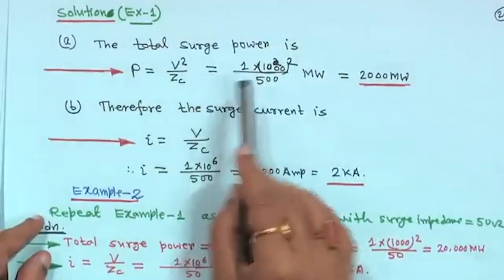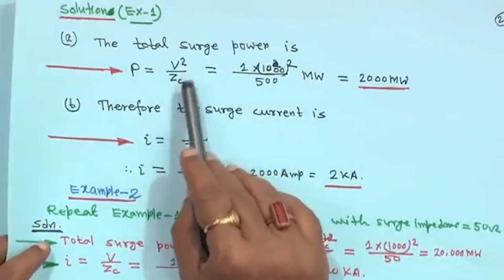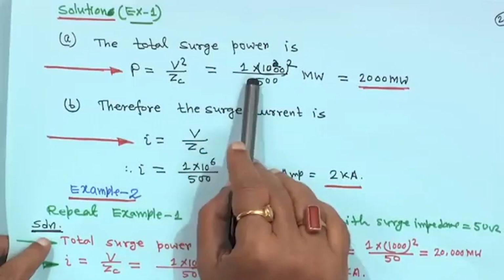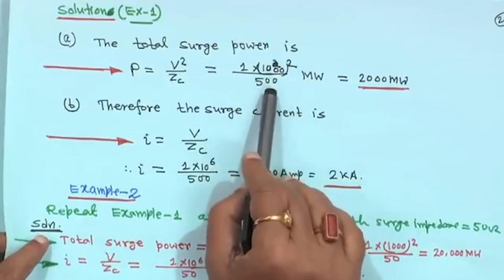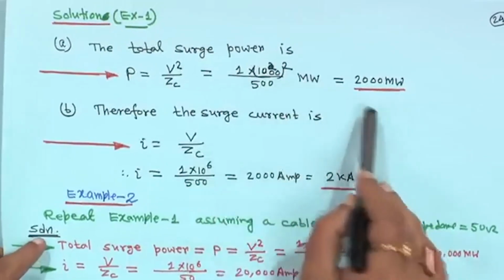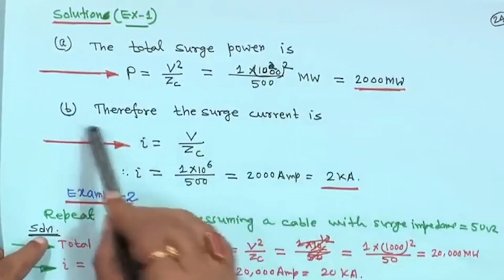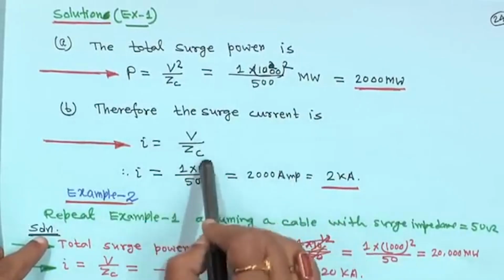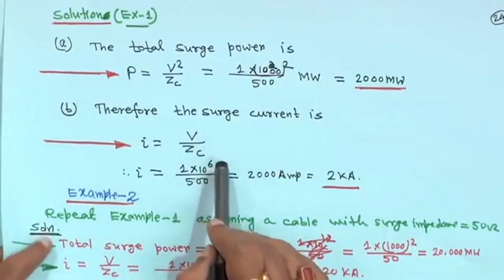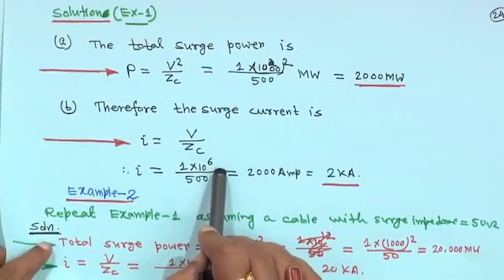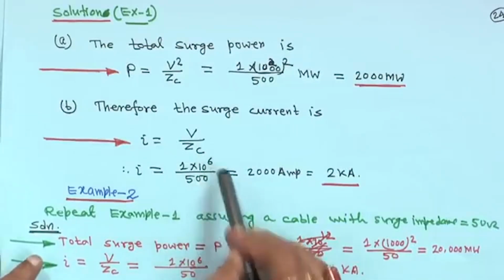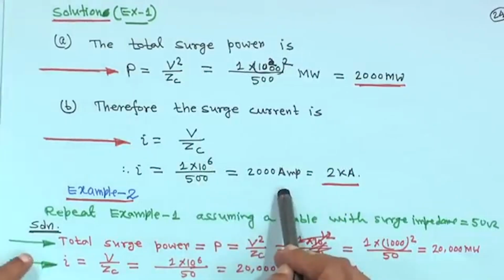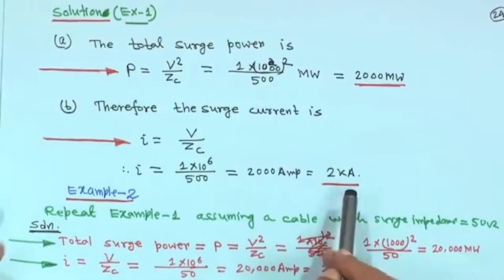This is the solution. So, total surge power is P is equal to V square by ZC. So, 1000 square by 500, kV square by ohm, so megawatt. So, it is 2000 megawatt. And B, the surge current is I is equal to V upon ZC. V is given as 1000 kV, converted to volt, 10 to the power 6 volt. So, 1000 into 1000 divided by 500, that is 2000 ampere, that is 2 kilo ampere.